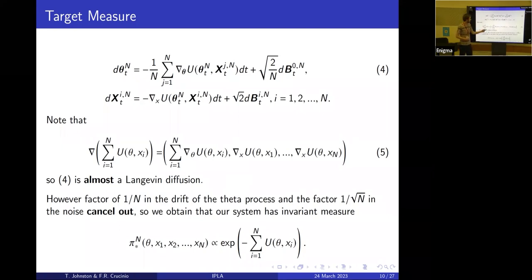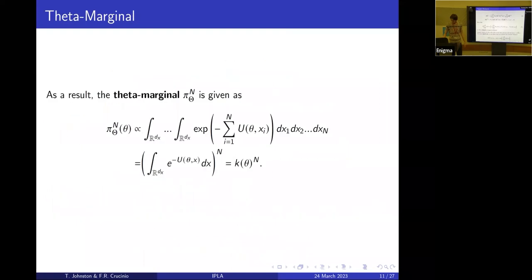So if we take the gradient of this function, we get something which is close to the drift coefficient, this Xt, apart from the fact we have this 1 over n here, and it's 1 over root n there. However, if we plug this into the Fokker-Planck equation, it turns out this 1 over n and 1 over n cancel each other out in some sense, and we do indeed get the invariant measure equal to e to the minus this sum. So that's the invariant measure of our system with scaled noise.